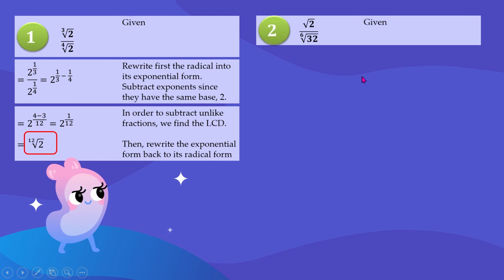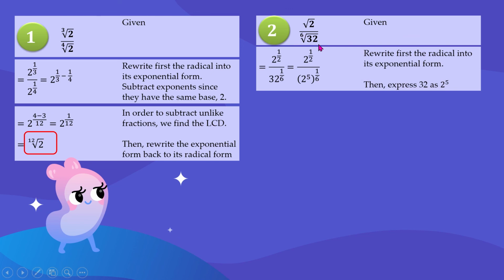Second example. The square root of 2 over the 6th root of 32. First is to rewrite the radical into its exponential form. How? Square root of 2 can be written as base 2 raised to exponent 1/2. Kay ang exponent sa 2 kay 1, ang index kay 2. 1 over 2 is equal to 2 exponent 1/2.